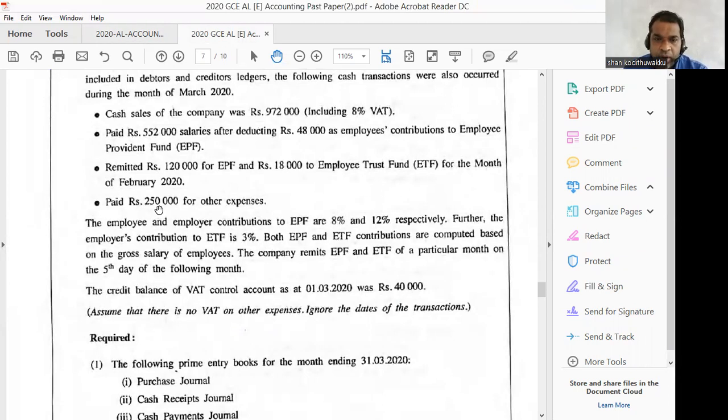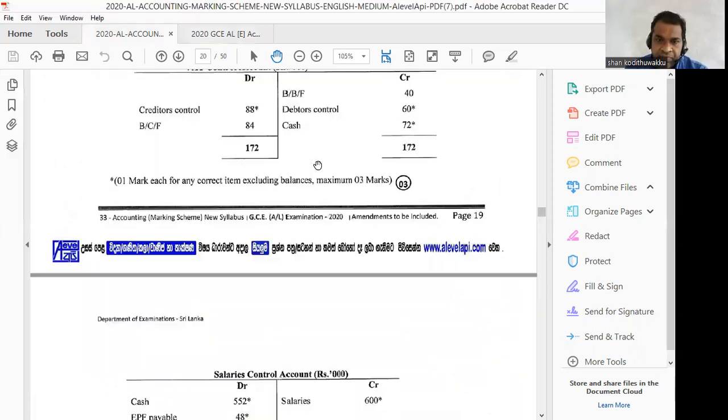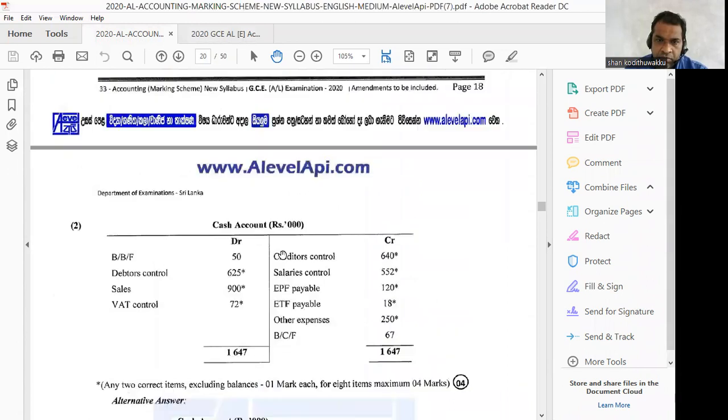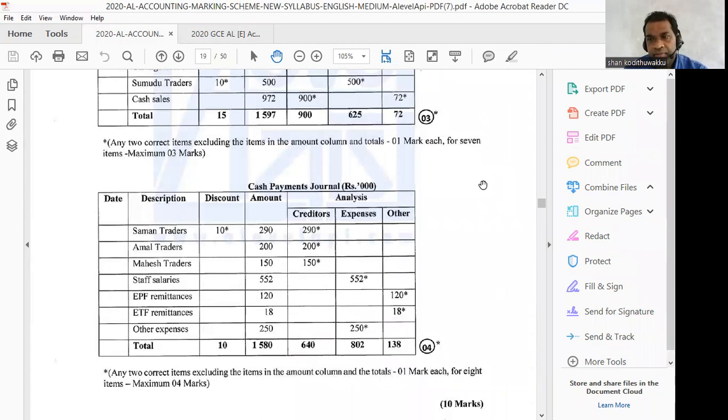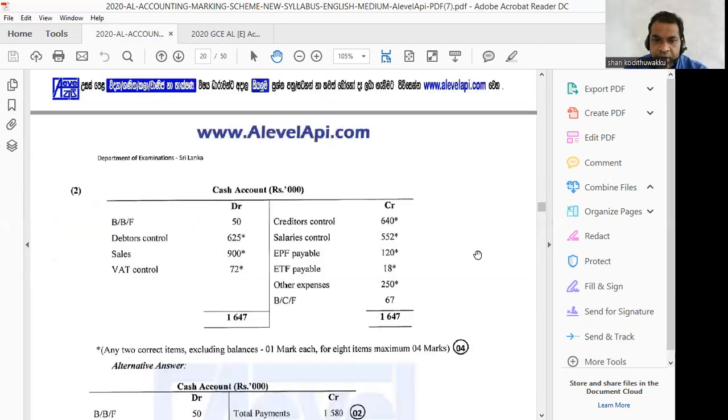The next: paid 250 for other expenses. This is a cash payment. We can first record in the cash receipt journal. Sorry, in the cash payments journal, because that is an expense. Therefore, here are the expenses 250 in the amount column, and also again under the analysis column, expenses 250. Then you can credit cash account, other expenses 250.